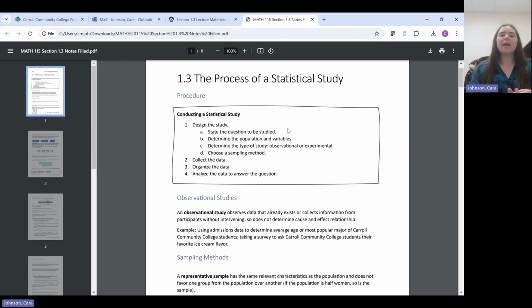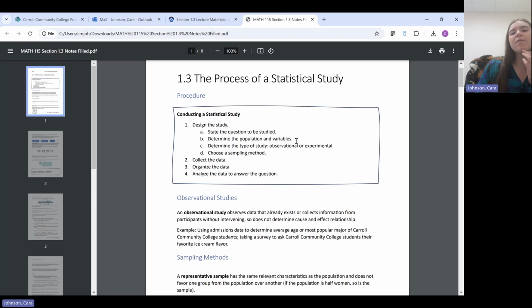Something like that. And then you're going to determine your population and your variables. So what is the large group you're going to be picking a sample from? And then what is your variable for your study? Like from the average age of community college students, the variable there would be age. That's the subject of the study.